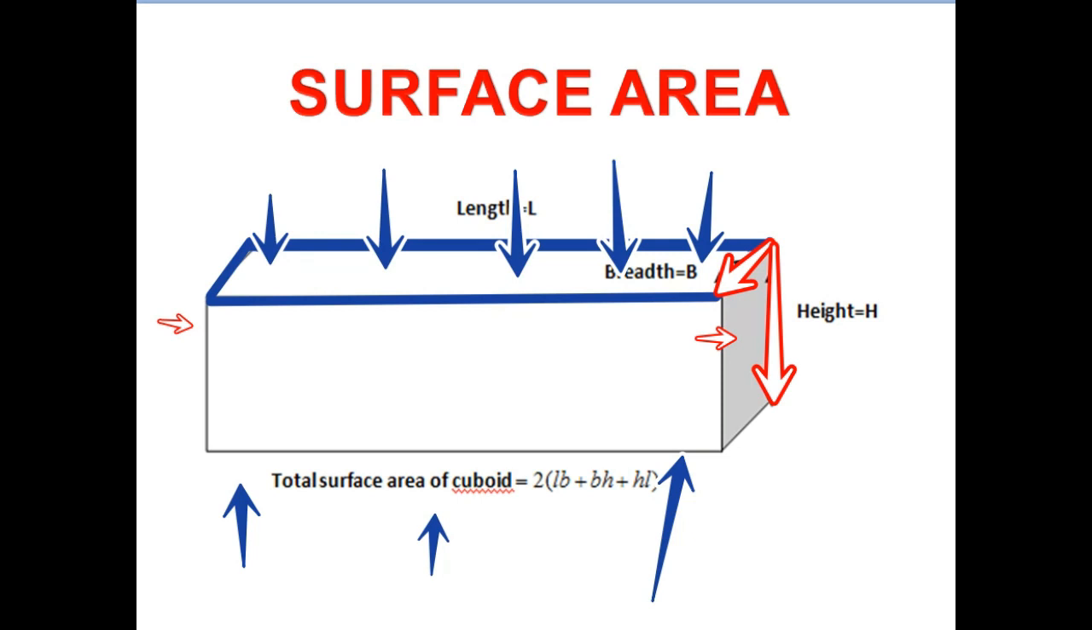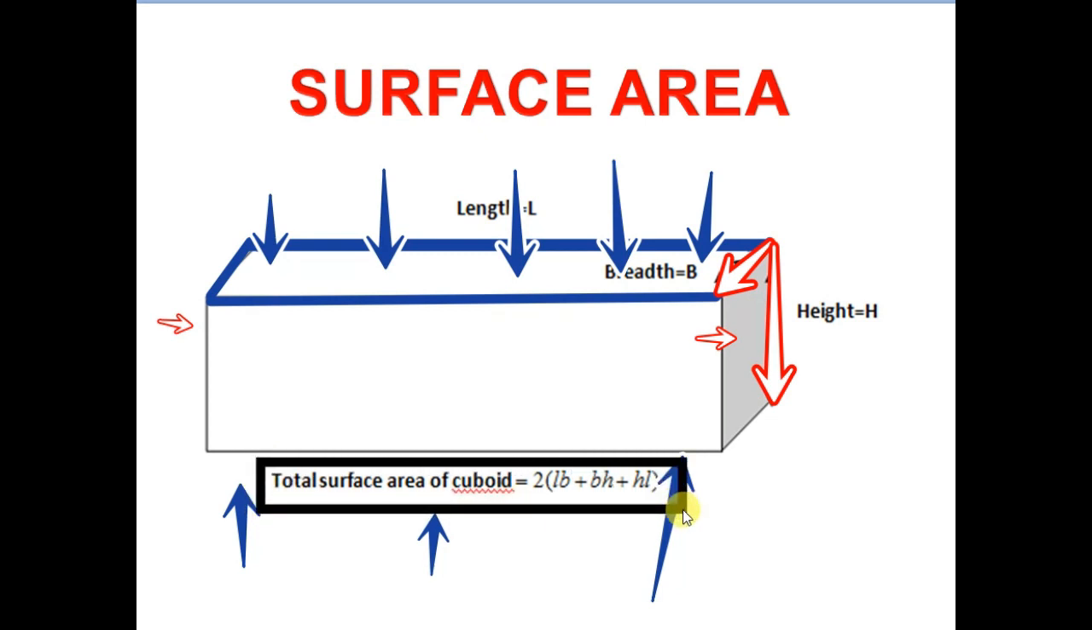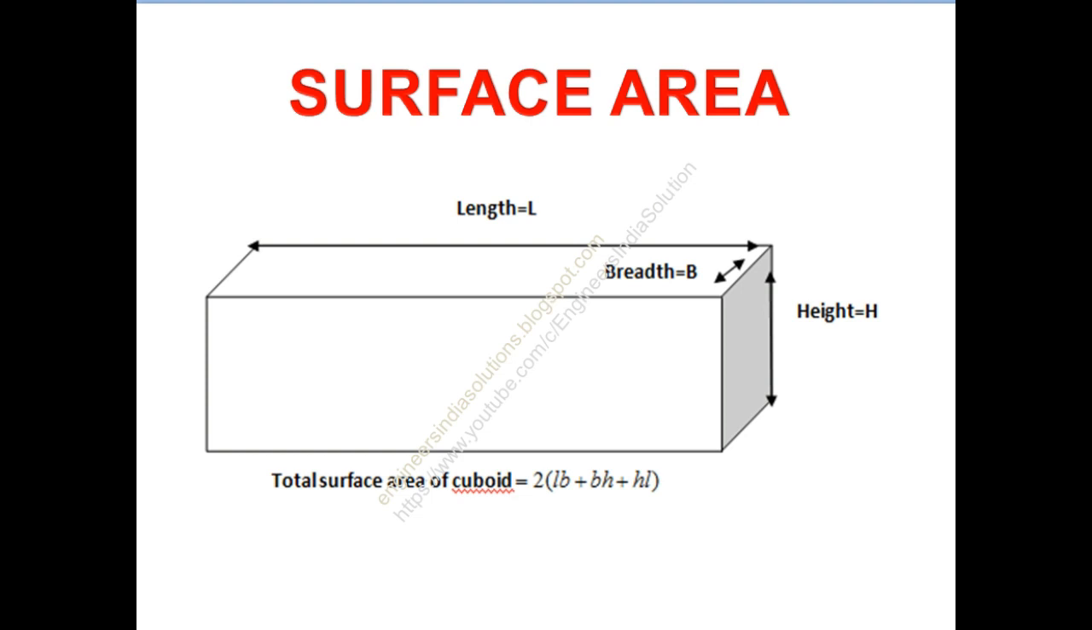So if we add up this whole area, we get the solution, and that says that this is the surface area of a cuboid. So I hope I've been able to explain the surface area of a cuboid. And so this is how we take out the surface area.